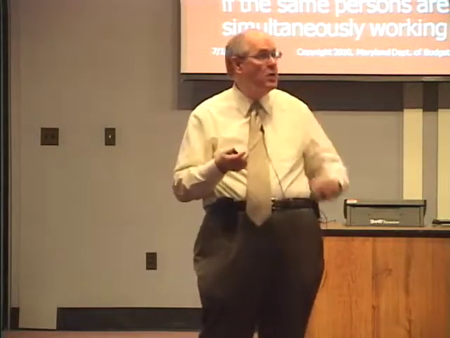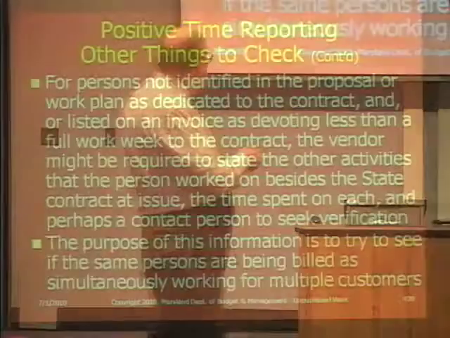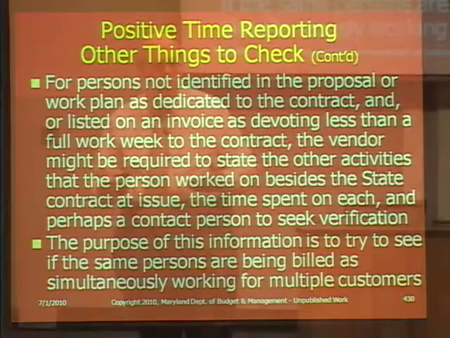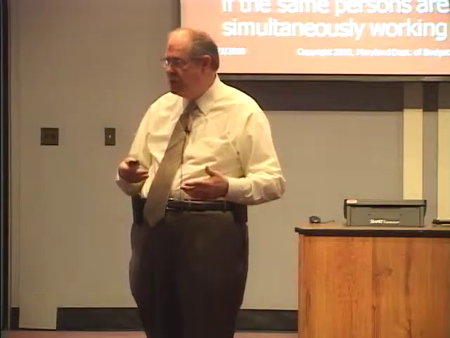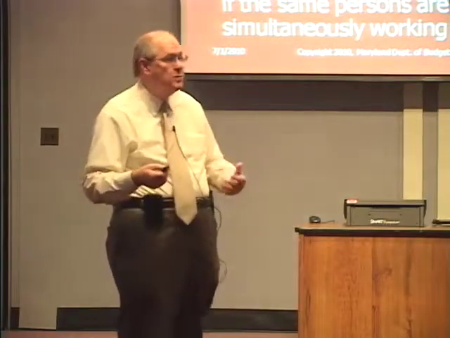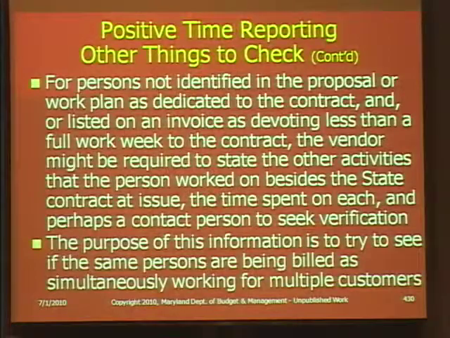And if it's another contract or something like that, if I ask for the contact person, I might call that other contractor and ask, did person so-and-so work on your contract for 20 hours? This can be done if you start getting suspicious of a vendor's billing and their activities, which sometimes can happen. The purpose of this information is to see if the same persons are being billed as simultaneously working for multiple customers.